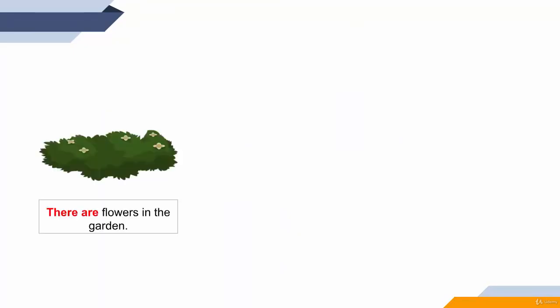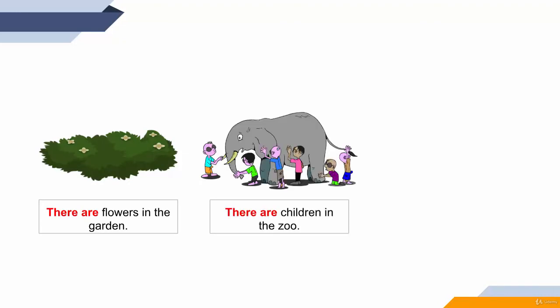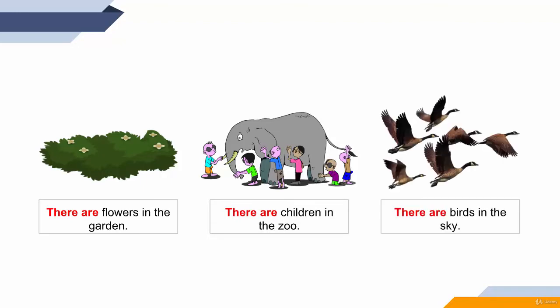There are flowers in the garden. There are children in the zoo. There are birds in the sky. So what do you notice here? There are, the same as there is at the beginning of the sentence, right? And it is used when we have countable nouns in plural. There are flowers, there are children, there are birds.